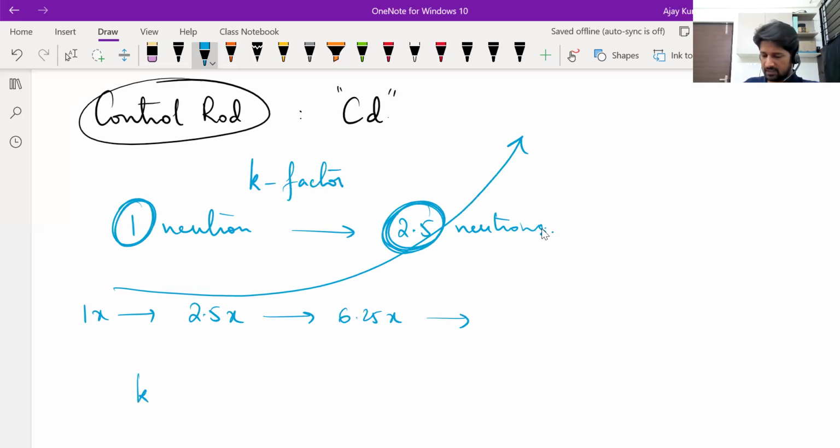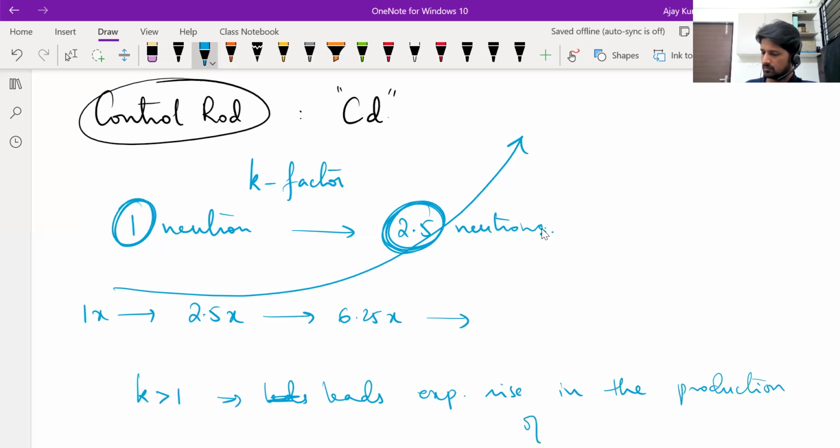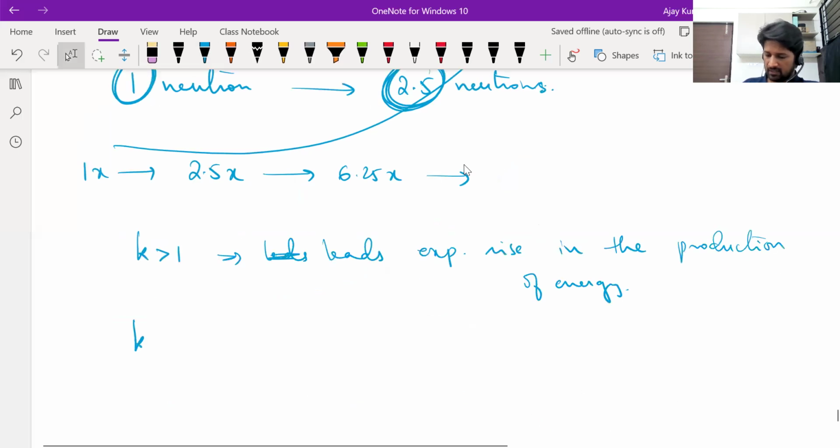If K factor is greater than 1, it leads to an exponential rise in the production of energy. If K factor is less than 1, meaning for every one neutron consumed, less than one neutron is produced, then it will slow down the rate of production of energy.